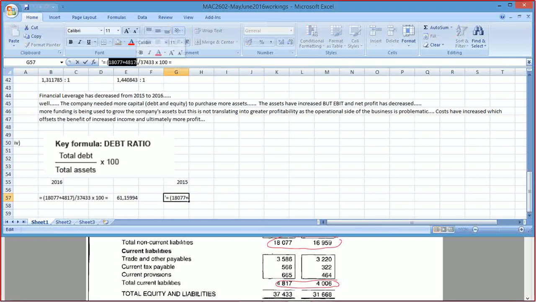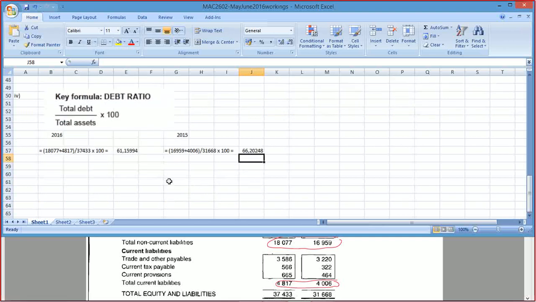2015: 16959 plus 4006. Divide by 31668 times 100. 66.20. Looking at the debt ratio, have things improved? Yes, sir.